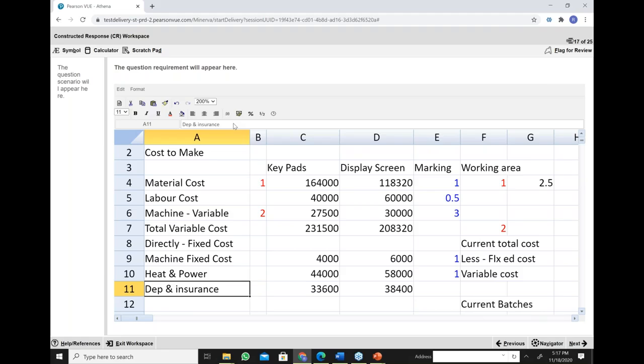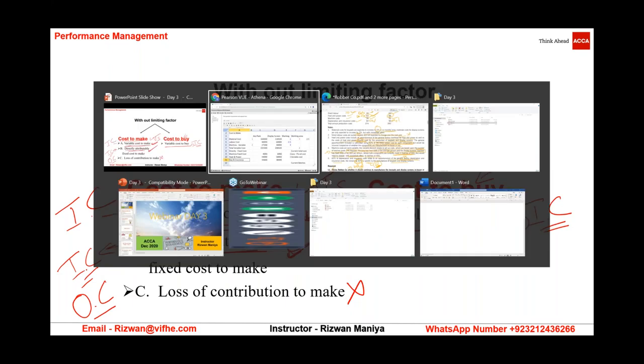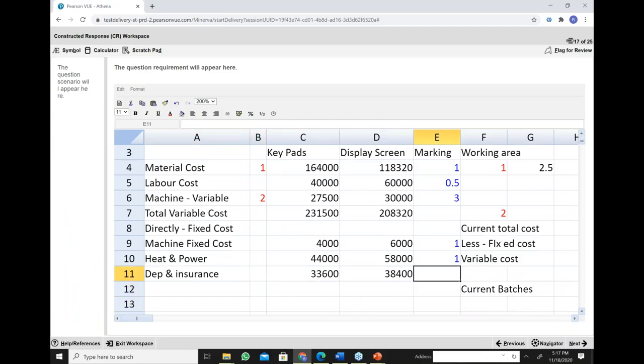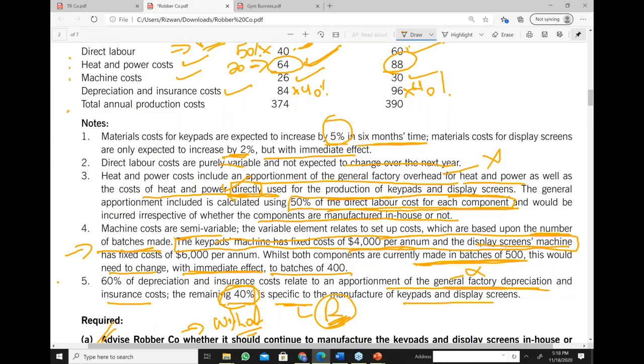Now, going back to, are we done with variable cost to make? Yes. Are we done with directly attributable fixed cost to make? Yes. There is no loss of contribution here. Okay, I'll send the spreadsheet in the group. Okay. So for depreciation and insurance, we are getting 1 mark again because we are just taking 40%, which is directly attributable. That's it. Clear?